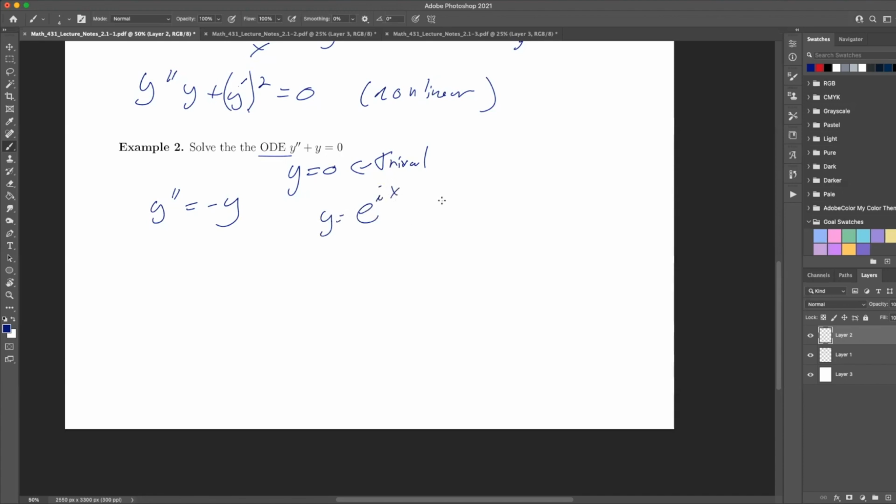e to the ix. And so here, if I take that, I get e to the ix. And then here, if I take the double prime, i squared, e to the ix. And so this indeed equals. So this indeed does work. So here's another solution. Is it a solution I was looking for? No.